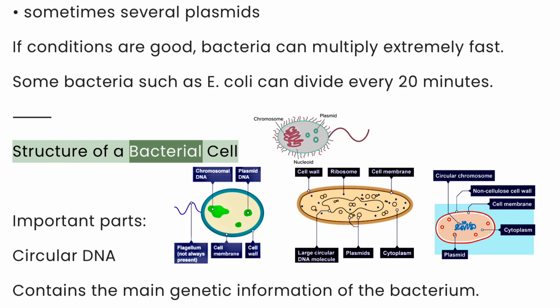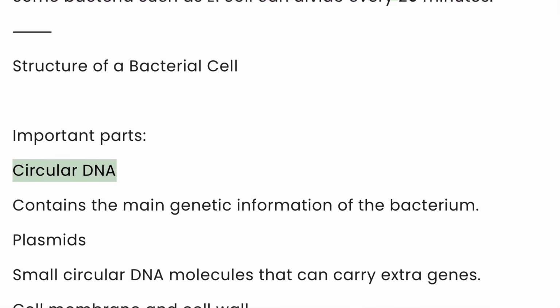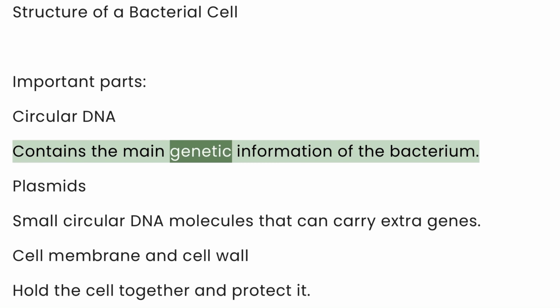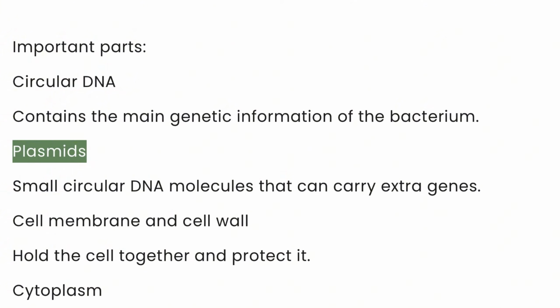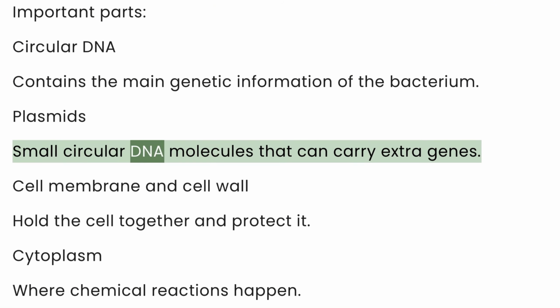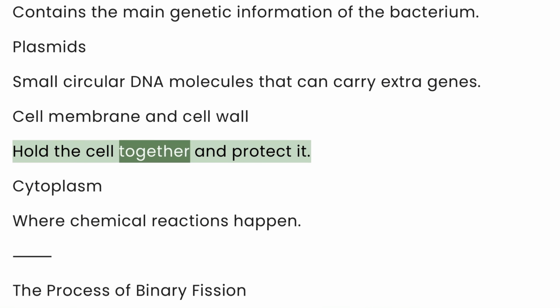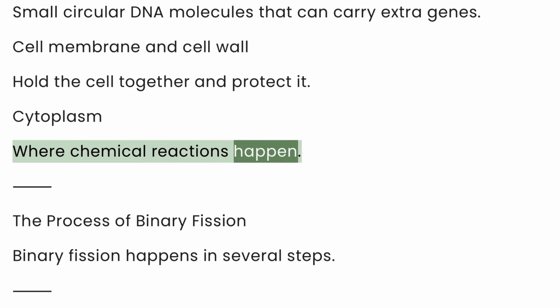Structure of a bacterial cell. Important parts. Circular DNA contains the main genetic information of the bacterium. Plasmids: small circular DNA molecules that can carry extra genes. Cell membrane and cell wall hold the cell together and protect it. Cytoplasm is where chemical reactions happen.